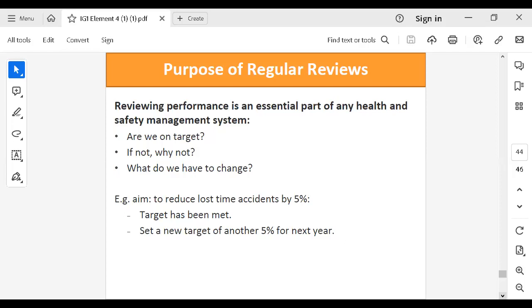For example, aim to reduce lost time accidents by 5%. If the target has been met, then set a new target of another 5% for the next one. If our aim is to reduce accidents by 5% and the target is not met, then we will check why the target was not met and what we need to change.